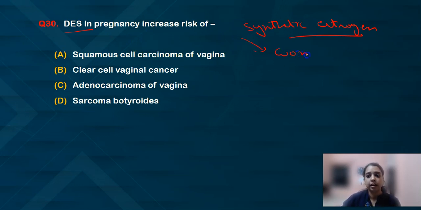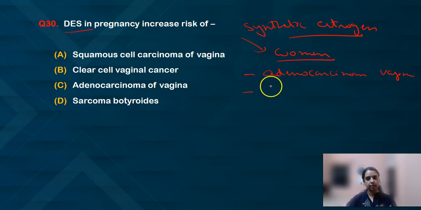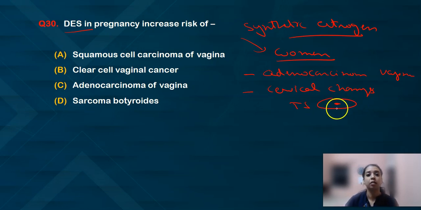In women, DES can increase the risk of adenocarcinoma of vagina. Adenocarcinoma of vagina was increased by DES. Okay, it was slightly increased. It's seen that cervical changes were also brought about by this drug. What changes? The transformation zone size was increased. Cervical collar was being formed. As a result, chances of cancer were more. It was not causing cancer, but the chances of cancer increase in women exposed to DES.